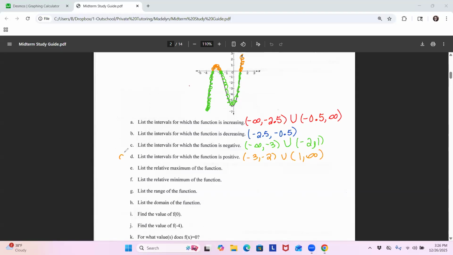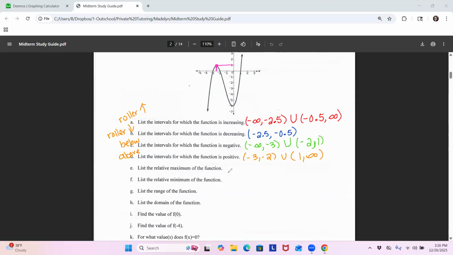Okay, so this was above the x-axis. This was below. And the increasing and decreasing. Increasing is when your roller coaster is up, and decreasing is when your roller coaster is coming down. Relative maximum, that is a high bump. So right there.